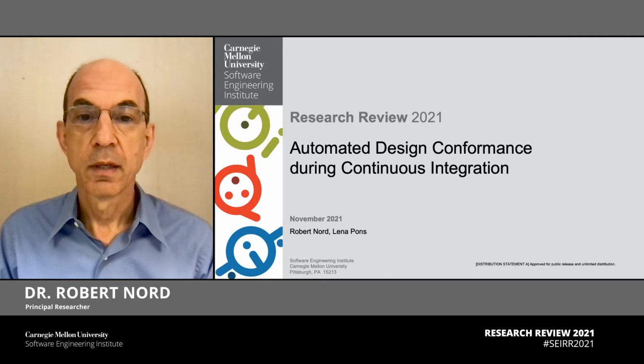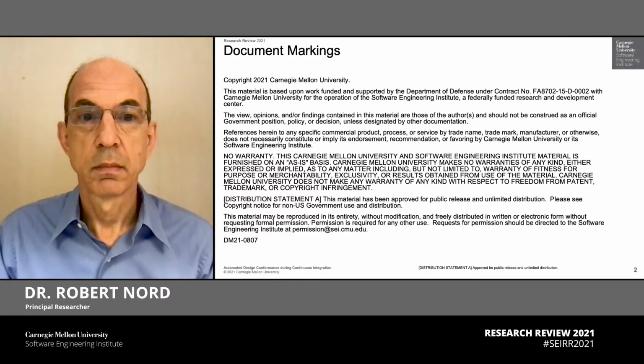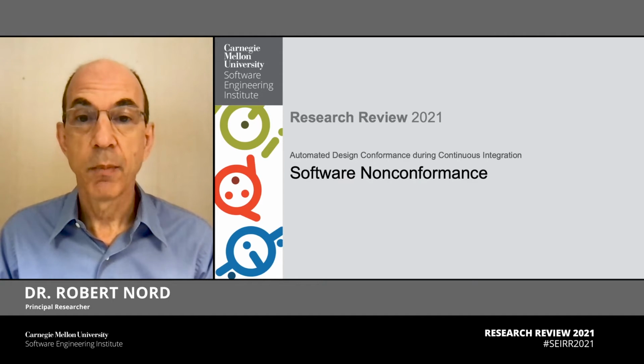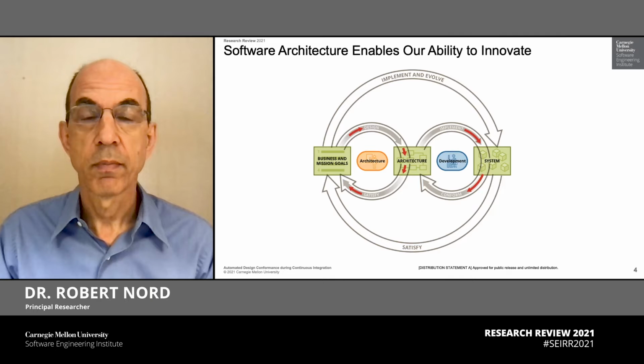I'm Robert Nord. In this session, my colleague Lena Pons and I will walk you through a second-year research project. We're developing a tool that automatically checks that each code commit conforms to its design. The prototype shows viability. We're working to extend the prototype with machine learning techniques to detect architecture elements more broadly. You can help by contributing your conformance cases to advance this research.